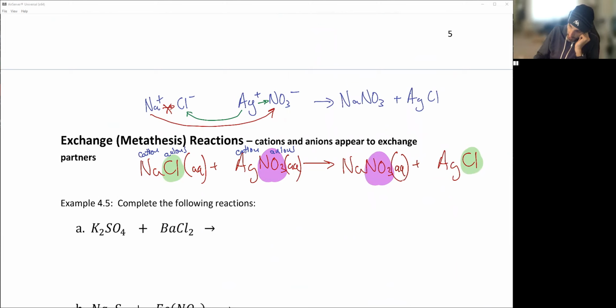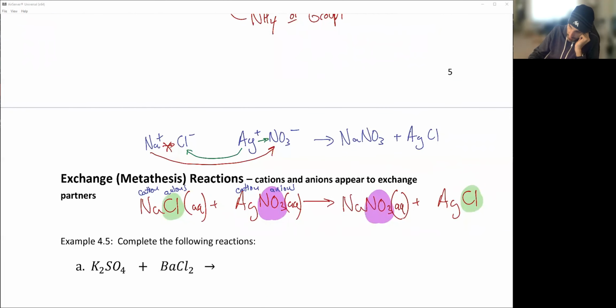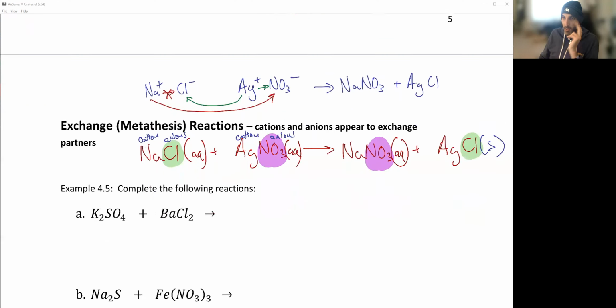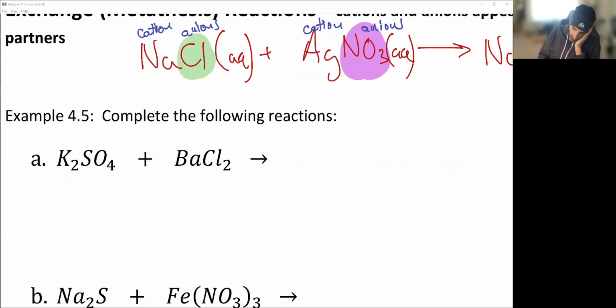And now finally, silver chloride. What do I know about chlorides? Chlorides are soluble except for silver, mercury, and lead. So there it is, I do have silver chloride as the exception. So this is going to form a solid. These are metathesis reactions, and we're going to worry about balancing them. In fact, we're going to balance them in class. Well, let's actually do this one. Do example A, and then we'll work through it together. Pause me and try example A here. All right, so here we go.